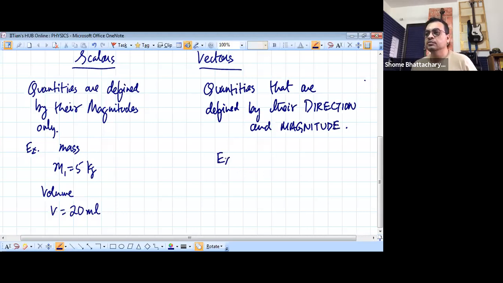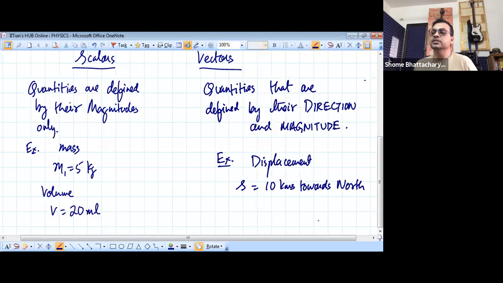So, for example, we will say that a displacement, suppose we are talking about displacement, then we will define the displacement of a body as, let's say, 10 kilometers towards north. If I don't tell what is the direction of the displacement, then it is incomplete. If I say that the displacement is just equal to 10 kilometers, then it is incomplete because I don't know what about the direction.